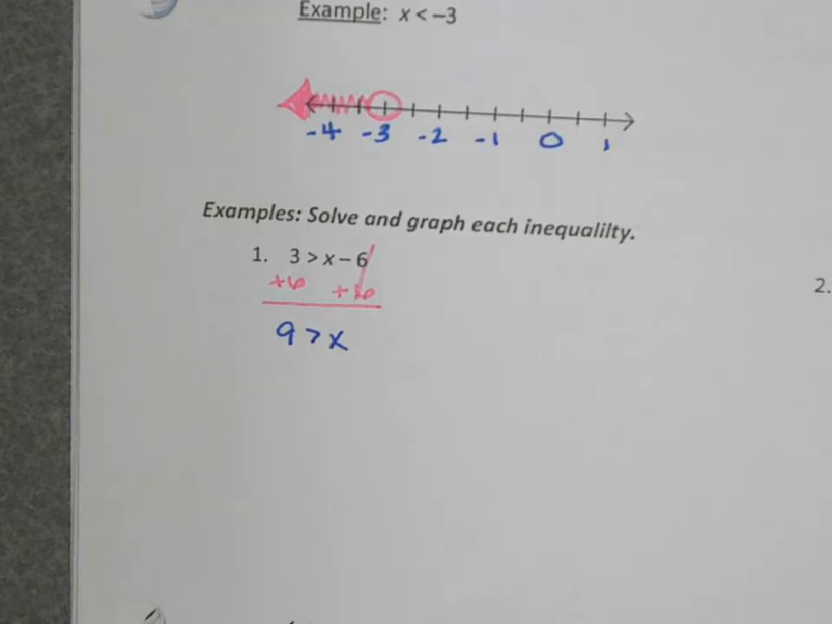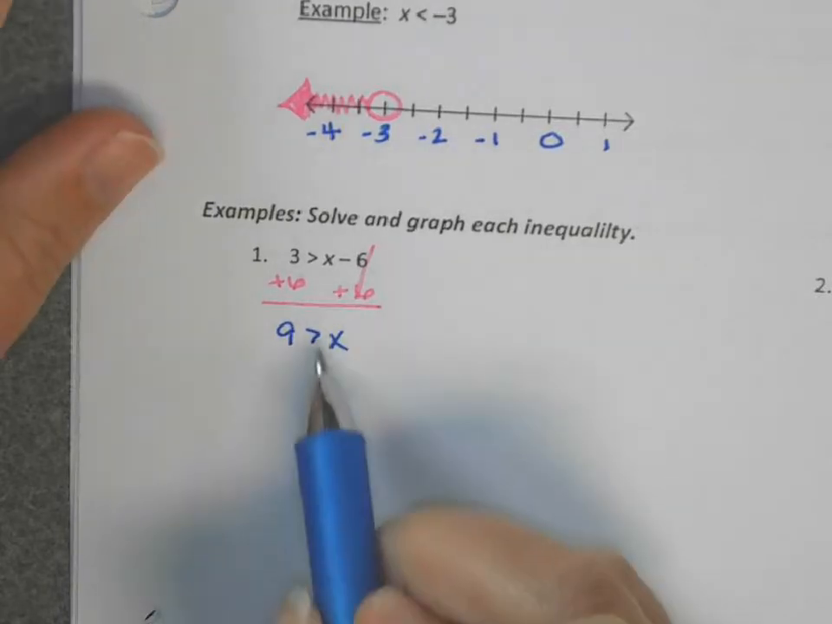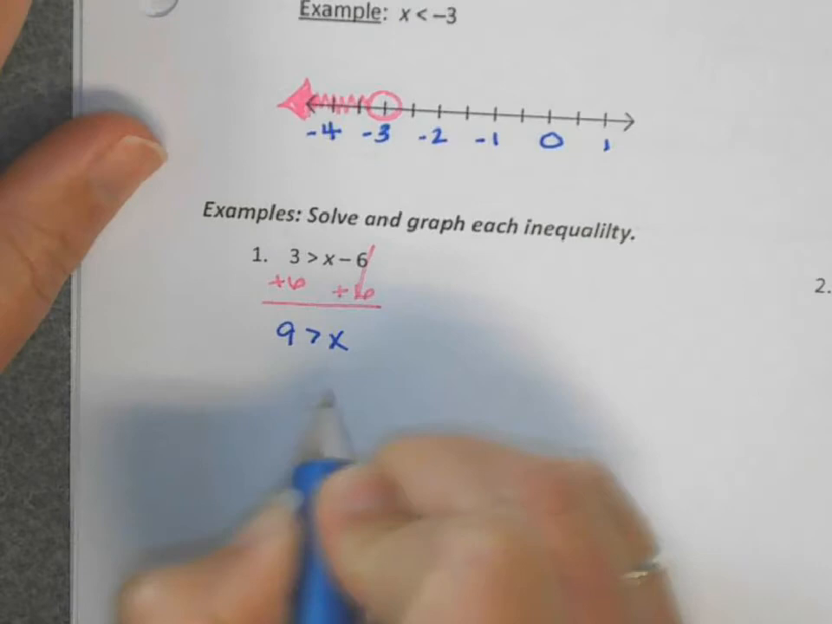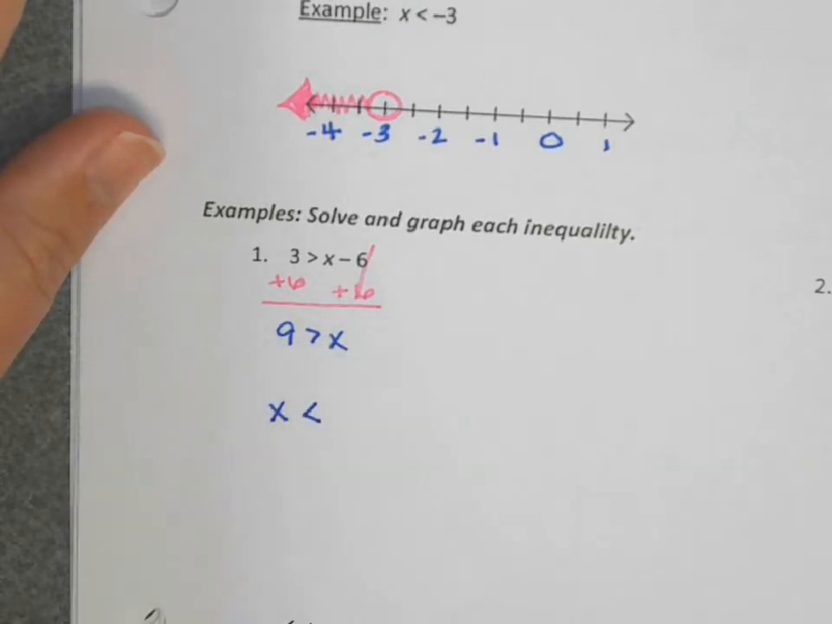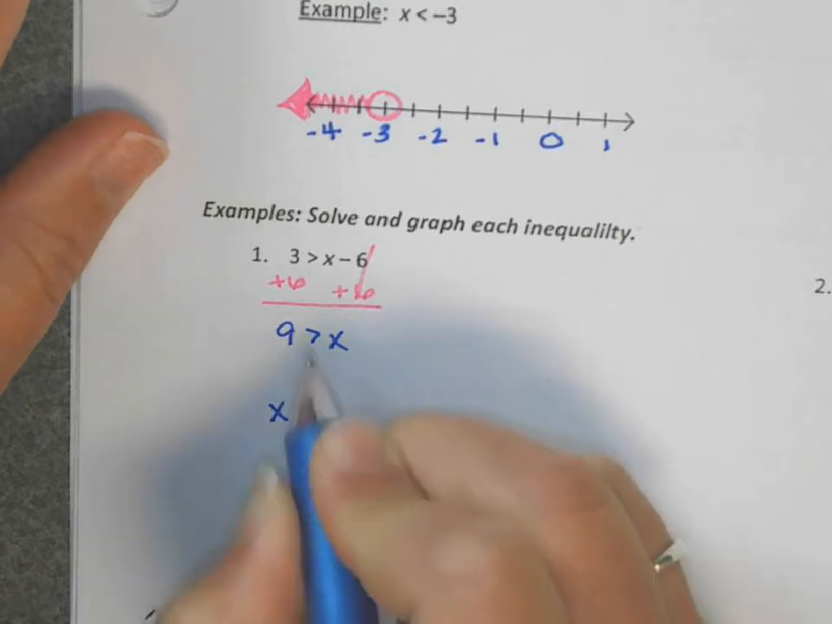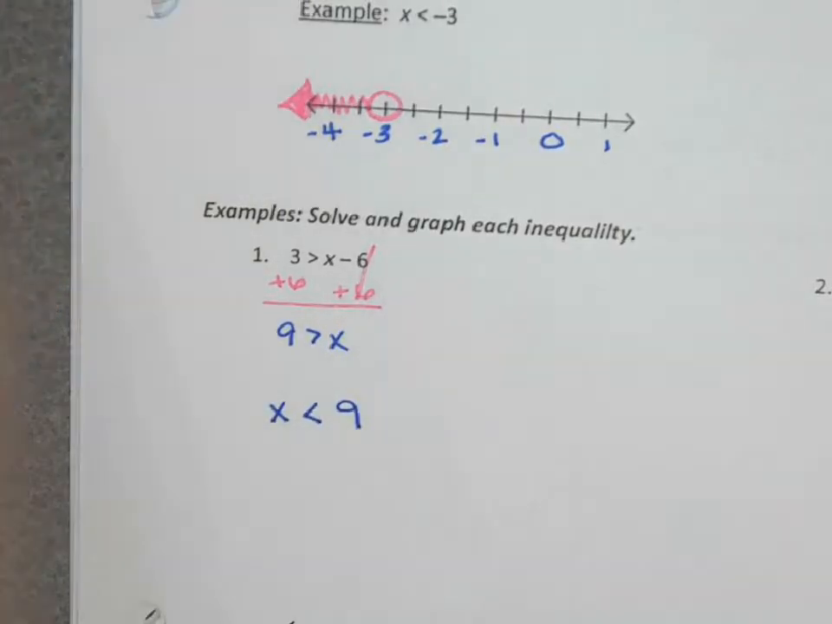Again, we want that x to be on the left side, so x has the pointed part of the sign. So when I flip this, I need that pointed part going towards x. The open part is on the side with 9. So when you flip that whole statement, you have to flip everything. Does that make sense? It's almost like you literally took it and made it backwards. Are we okay with that?